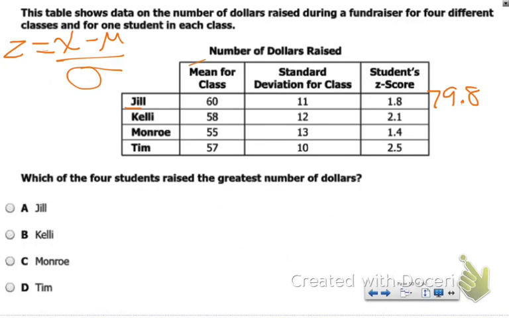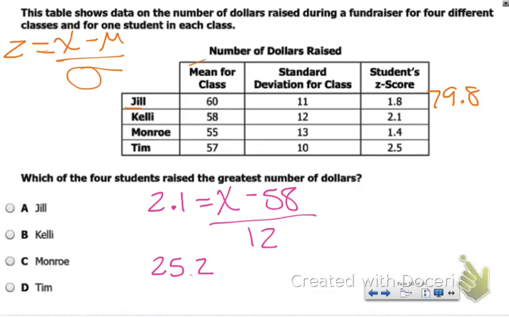Okay, for Kelly we have z-score of 2.1, trying to solve for x, mean of 58, standard deviation of 12. So again, multiply by 12, then add 58. So you get 25.2 equals x minus 58, and we get $83.20. So we know already that it's not Jill because Kelly is higher than Jill.